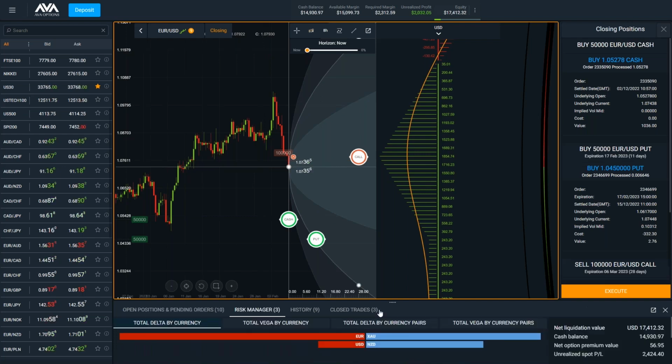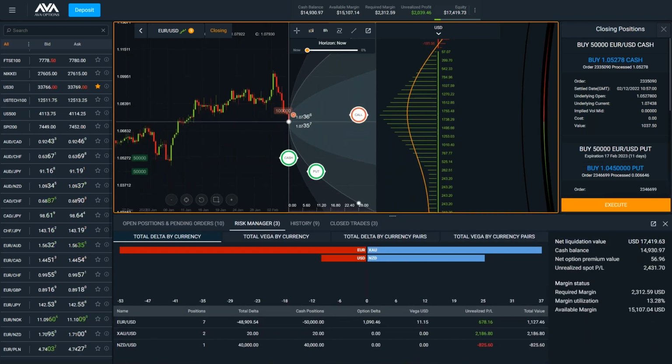Let's look at the risk manager. The risk manager takes all of our positions and aggregates them and shows us our net risk. So we have positions right now in Eurodollar, gold, which is XAU, and Kiwi, NZD, the New Zealand dollar against the US dollar. I have positions in Eurodollar in spot or cash, as well as in options. In gold, I just have a spot position. In Kiwi, I only have a spot position. And you can see my net risk. If I'm short euros against the dollar, that means I'm short euros and long the dollar. In Kiwi, I'm long Kiwi and short the dollar.